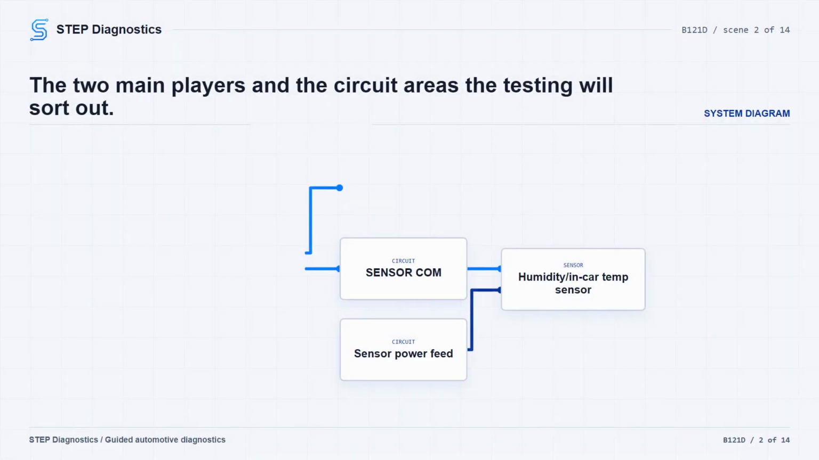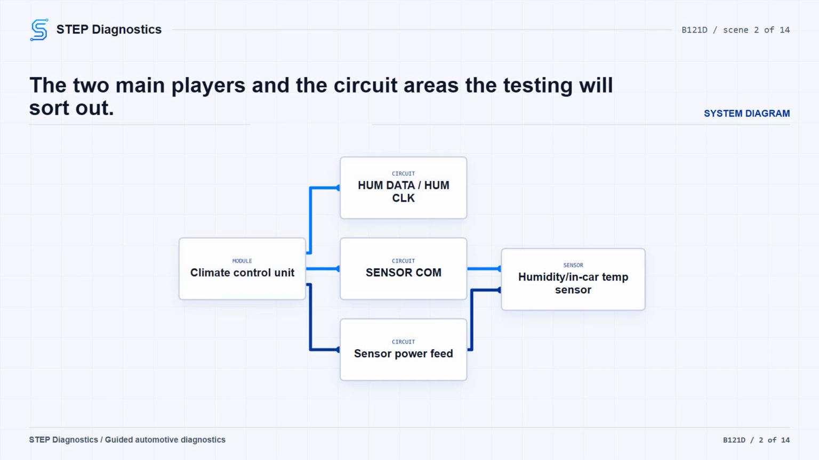The possible fault areas often include the sensor circuit wiring, connector condition, the shared power feed, the communication lines, the sensor itself, or the climate control unit. Treat this like a guided electrical diagnosis. Verify the code first, then separate power, communication wiring, shorts, opens, and finally the control side decision.